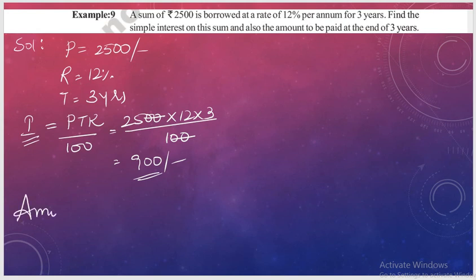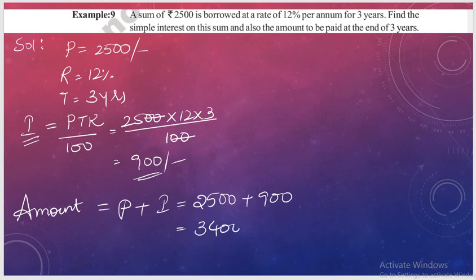Now what am I asked to find? The amount. So amount is equal to, already we know, principal plus interest. What is the principal here? 2500 plus 900. When I add 2500 with 900, I am going to get 3400. So this is nothing but the amount that I should pay to the lender after 3 years. So this is nothing but the answer for my given question.